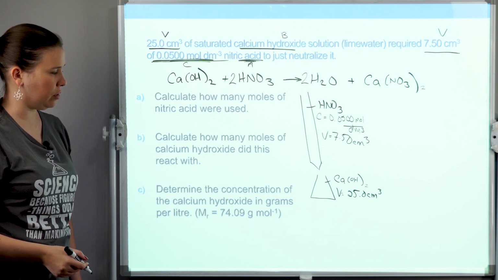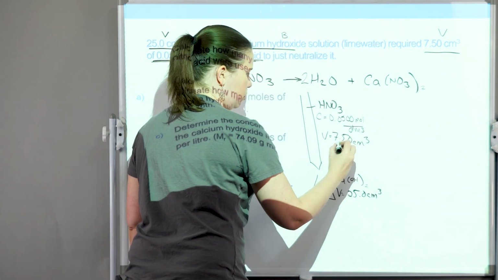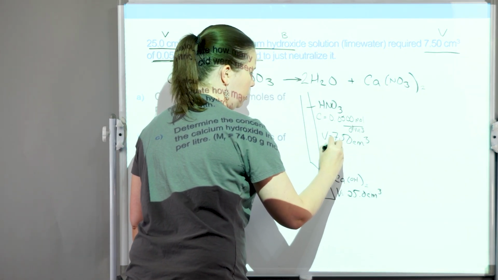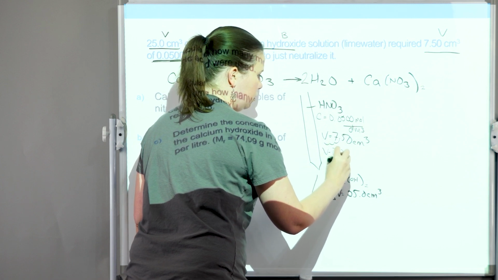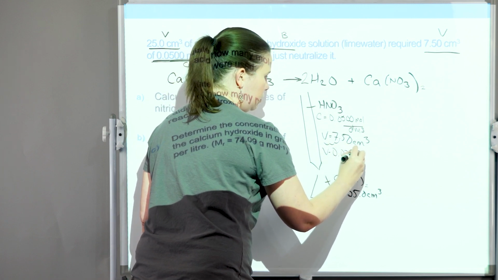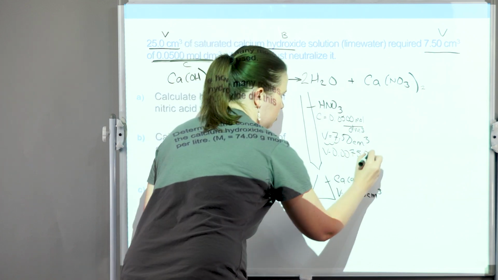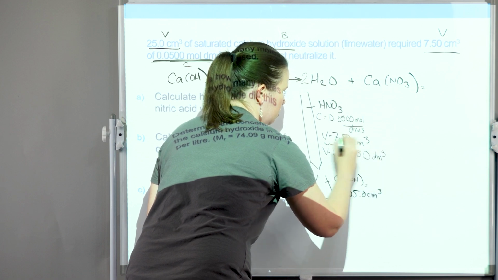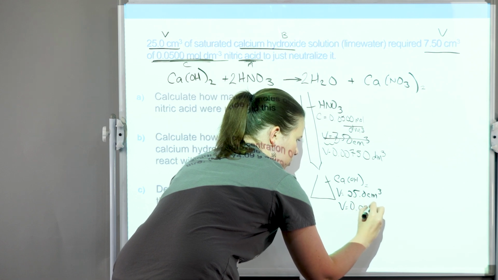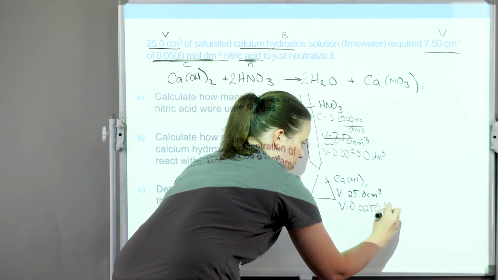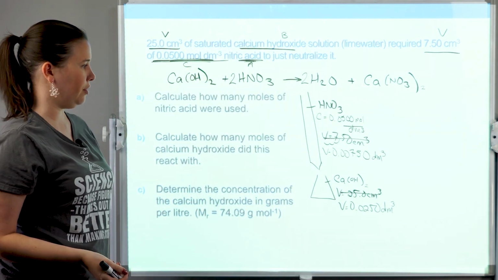The next thing I want to do is handle my units. And I would go just from centimeters to decimeters on each of these right away, meaning move 3 decimal places back. So 0.00750. Be careful to keep your significant zeros when you do this also. That's going to be decimeters cubed. And we'll convert this one to 0.0250 decimeters cubed. Now we're ready to actually start cranking out the math.